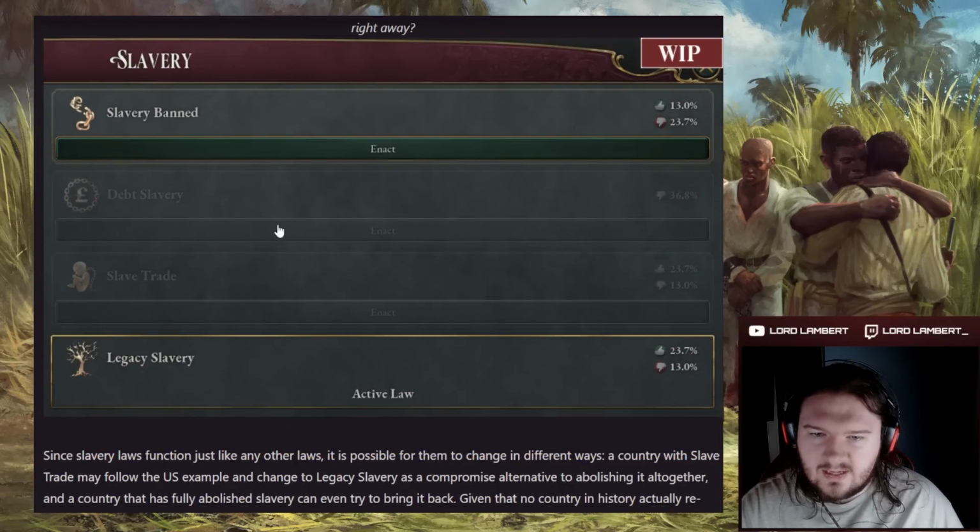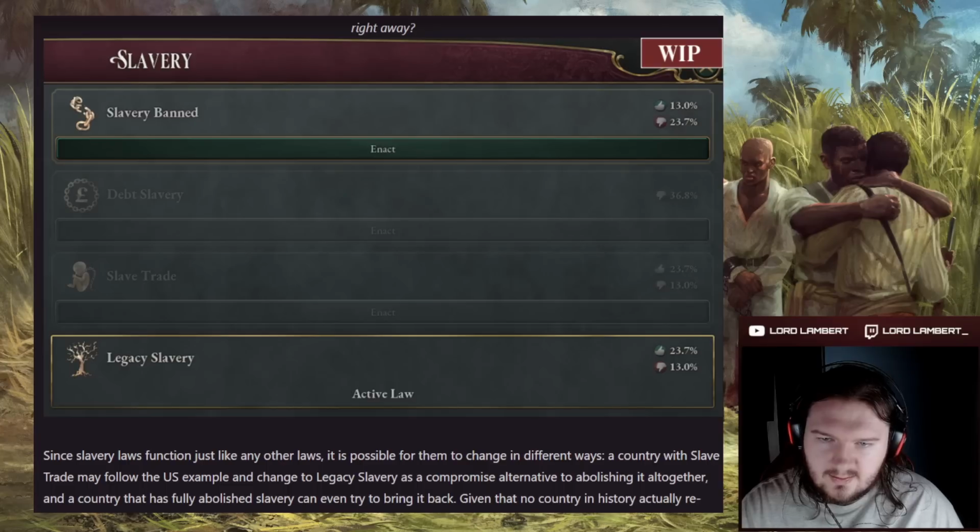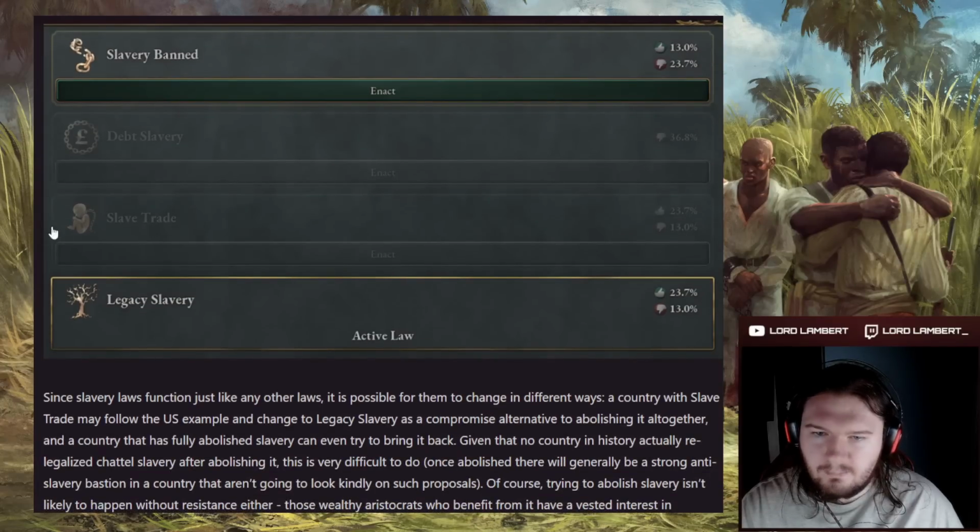Slavery banned there, debt slavery, slave trade, and legacy slavery. Man, that is a depressing image, is it not? That's awful. Actually awful.